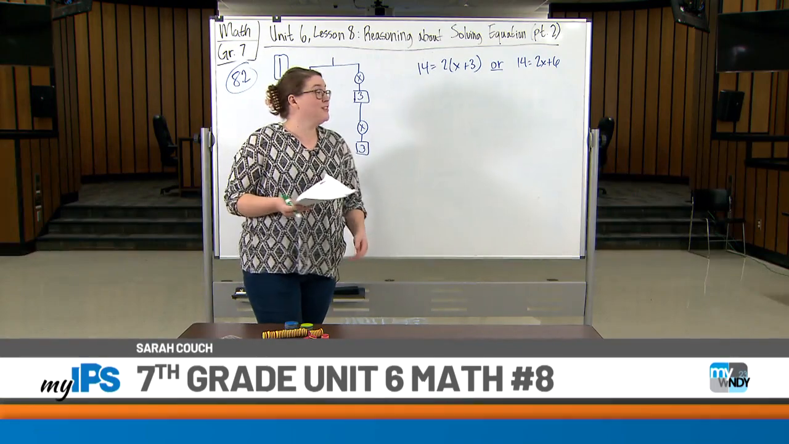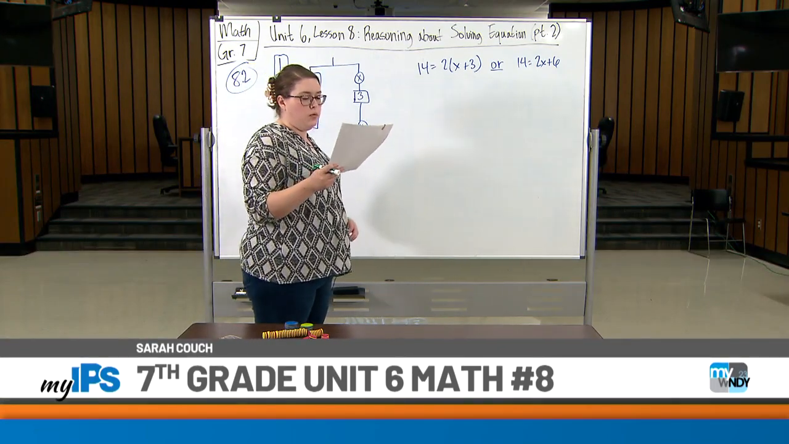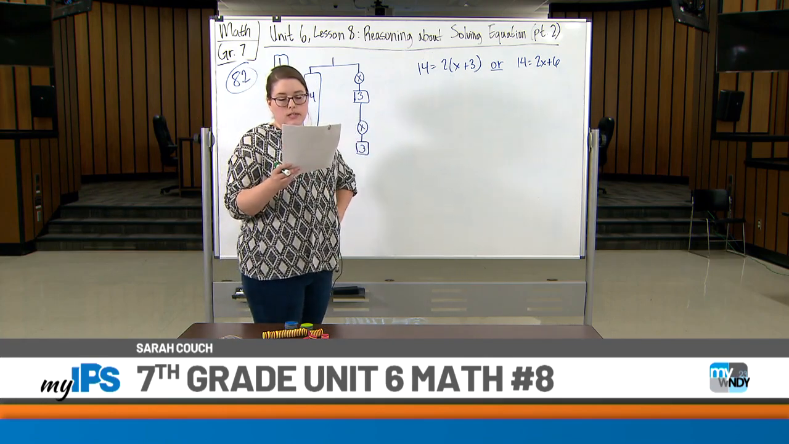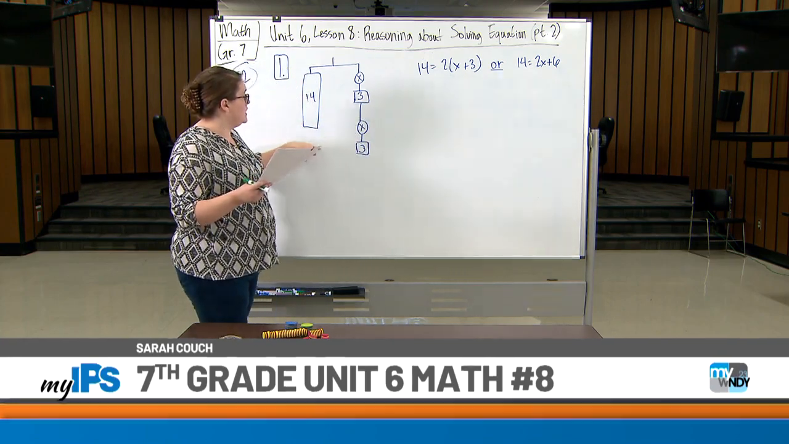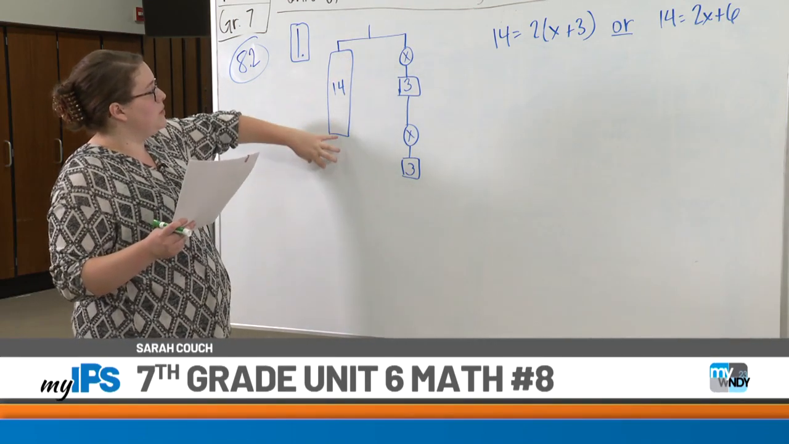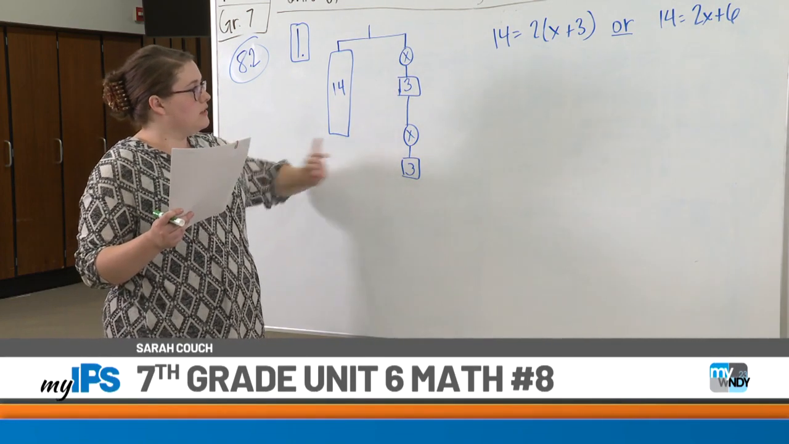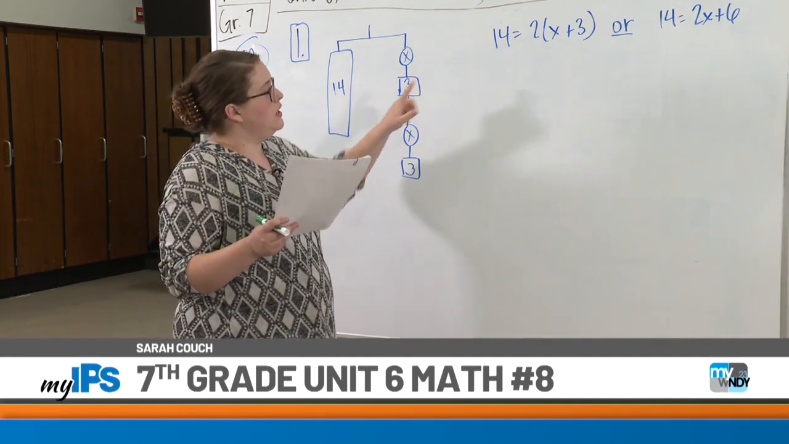All right, guys, so we're looking at 8.2, and 8.2 is called either or. Number 1 says explain why either of these equations could represent this hanger. So this is the hanger we have. Look over here on the left, we have a big block represented by the number 14. Then we have 2 x's and 2 blocks of 3. So we have 2 equations at the bottom.